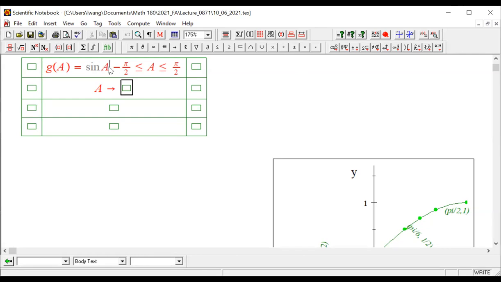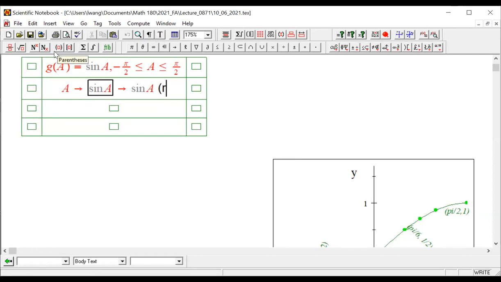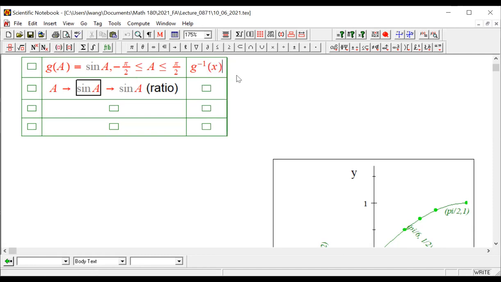So this sine rule is still the same as in the definition, but the domain is being modified. The domain modification to the existing sine function makes it now a different function. The output is sine of A, which is a ratio. Input is angle, output is ratio. And we know this function has an inverse. We're going to call this inverse g to the -1 of x, before I give it a different name.